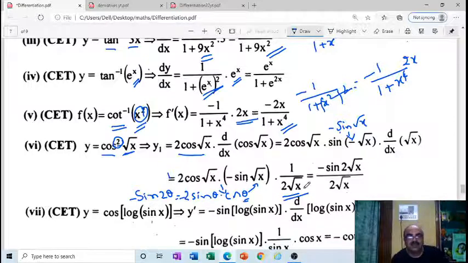We got the numerator. What is the denominator? 2 root x. Friends, to confuse you, they cancel these two and give the answer as minus sine root x by root x. Please don't make the mistake of doing such a thing. This is the final answer: minus sine 2 root x by 2 root x.